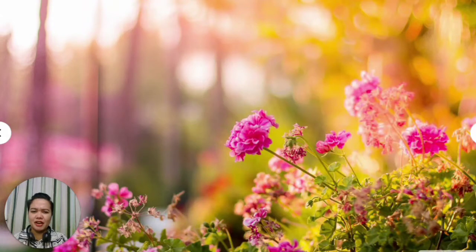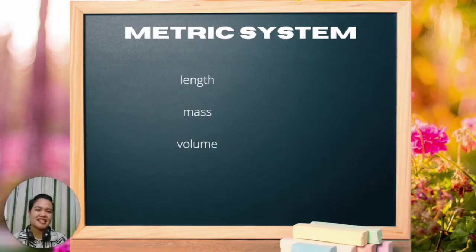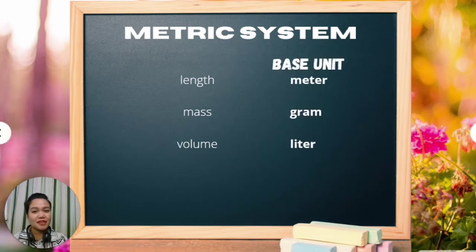First stop would be the metric system. For the metric system, for length, mass, and volume, the base units are the following. For length, we have meter. Mass, we have the gram. And for volume, we have liter.